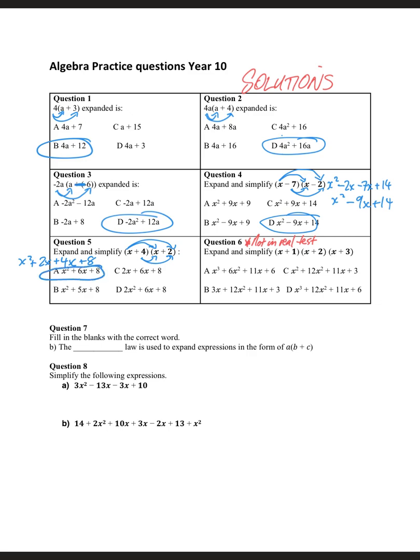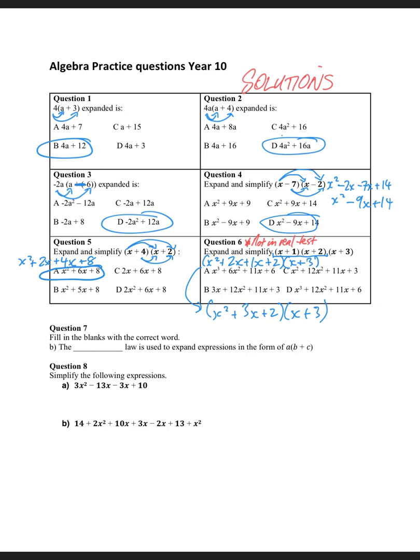This one here is not in the real test, but I'll show you anyway. What you can do is FOIL a set of 2 brackets. So I'm going to FOIL the first one. The first one is going to be x squared is firsts, outers is going to be 2x, inners is going to be 1x, last is going to be plus 2. And don't forget that you're still timesing by the last bracket there. I'll put the working out down here. I'm going to simplify that. X squared plus 2x plus 1x is 3x plus 2 times by x plus 3.